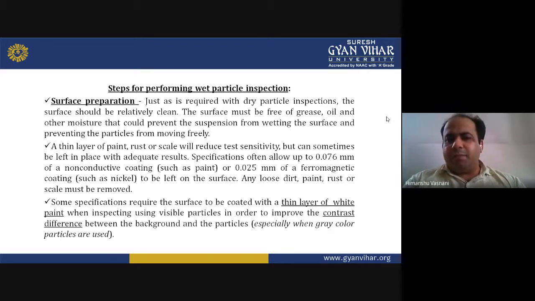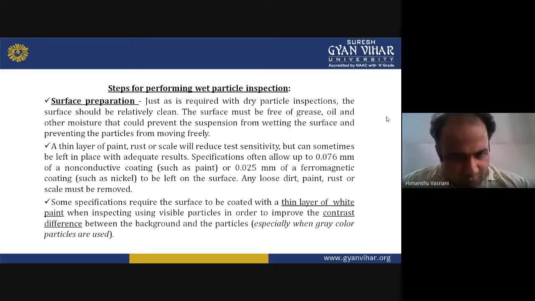A thin layer of paint, rust or scale will reduce test sensitivity, but can sometimes be left in place with adequate results. For example, test specifications often allow up to 0.076 mm of non-conductive coating such as paint or 0.025 mm of ferromagnetic coating such as nickel to be left on the surface. It was also there in dry particle inspection. Any loose dirt, paint, rust or scale must be removed.